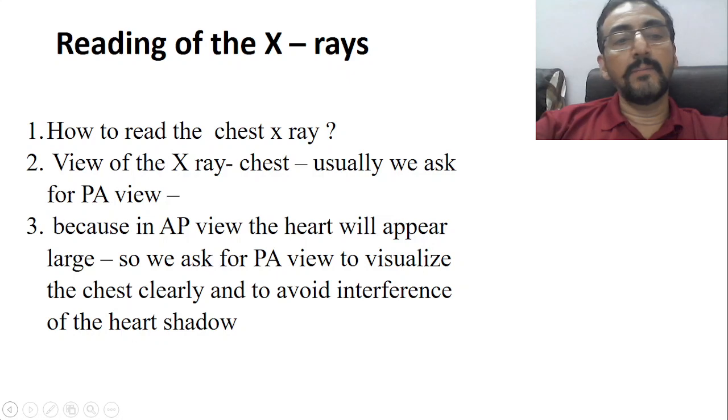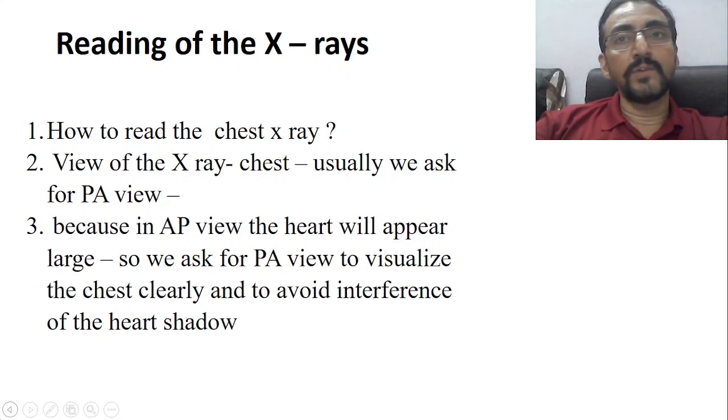Now, if you look into the basics, why we are going for a PA view instead of AP view in case of chest X-ray is, in chest X-ray, we want to visualize the chest areas clearly. And if we go for AP view, what happens is, the heart comes in between. So that heart is going to block the rest of the view of the chest. To avoid the masking of the chest by the heart shadow, most of the time we go for PA view in case of chest X-rays.